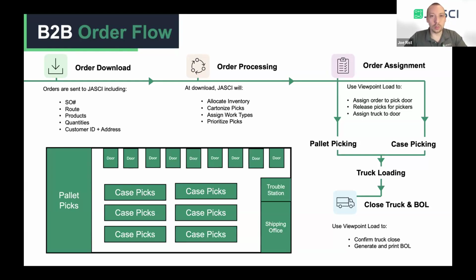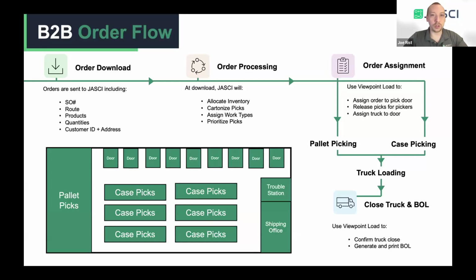A trouble station is used if a picker gets to a location and they're not able to pick the intended items, they're going to hit the cut button. And if we can't reallocate another inventory record to satisfy that, we'll guide them to drop off that pallet at the trouble station, where someone who maintains the trouble station, maybe someone in inventory control or a supervisor, will determine what they want to do with those partially picked pallets or pallets that are missing certain items that couldn't be picked. And then I also notate the shipping office in that image because that's typically where someone who's using viewpoint load will be.